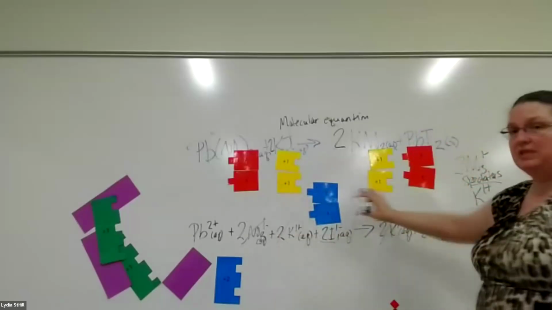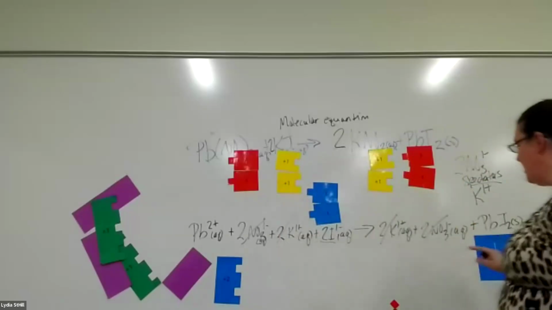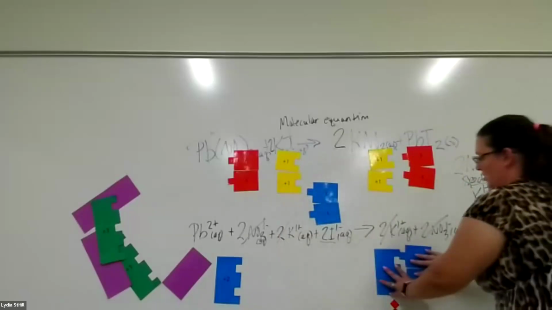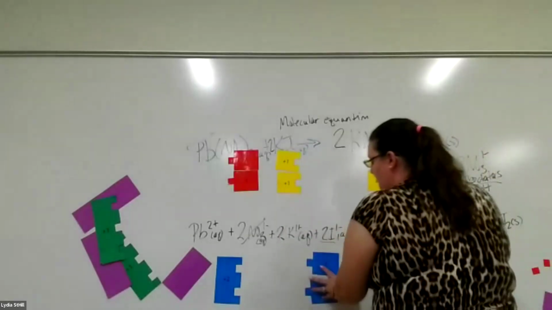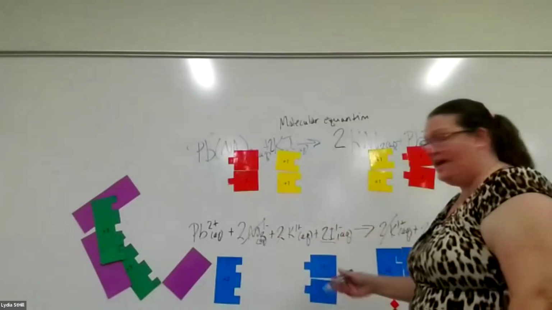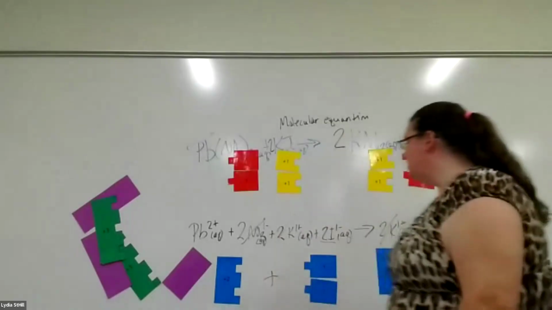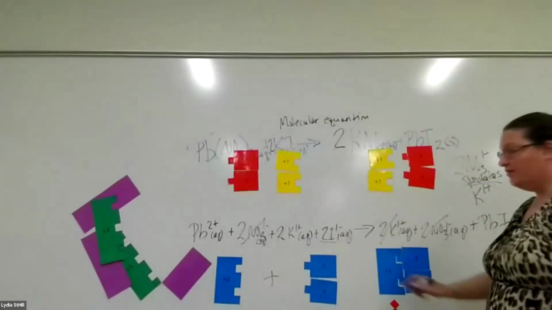Well, I don't have two single I-s on the other side. My I-s are bonded in with my PbI2. So we're going to go ahead and bring those down, so we're going to keep those in our net ionic equation. So essentially, this is our love story.